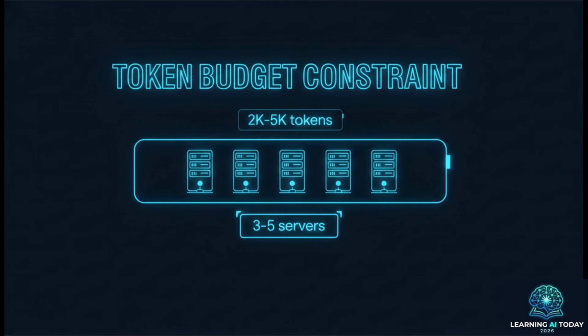If you load up 10 servers, your context window gets eaten alive by background config, leaving zero room for your actual code. So, strict rule here. Cap your environment at 3 to 5 active servers. Keep the starter pack running and only flip on the specialized ones when your specific project actually needs them.